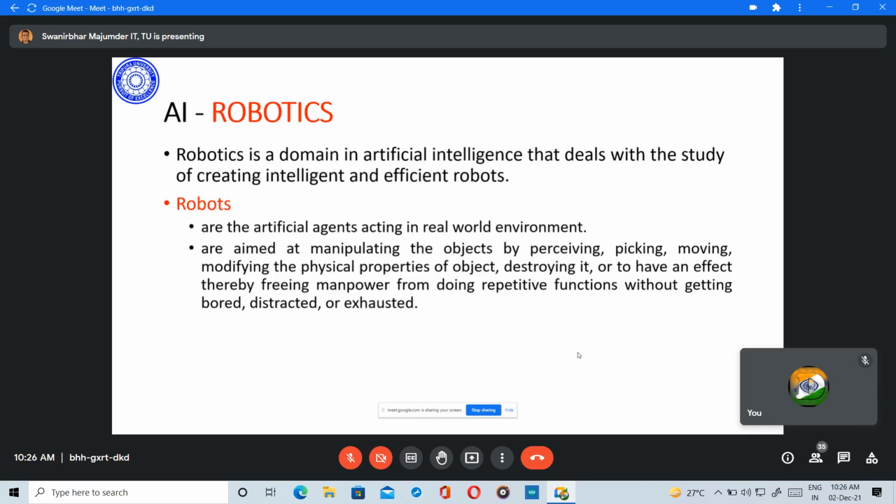So the same thing happens in robots. In robots, you are manipulating objects by perceiving, picking and so on. But one difference between them and us is that we tend to make those mistakes because we do many things subconsciously, whereas they go by rules and will not make the same mistake that we make.